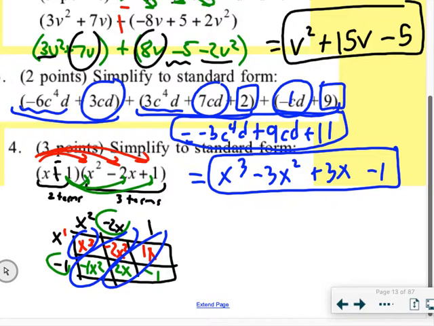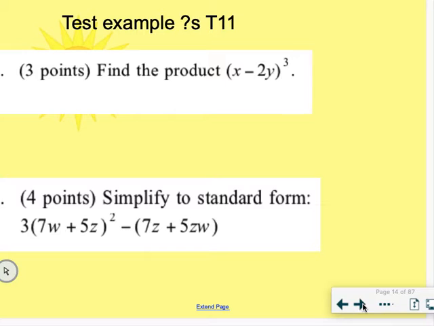So those are the basic operations: adding, subtracting, multiplying. Now, at the little tougher level, the meats level, we introduce exponents. Remember, this exponent of 3 cannot be distributed. You can't distribute an exponent across addition or subtraction like that. So you have to think of this as x minus 2y times itself 3 times.